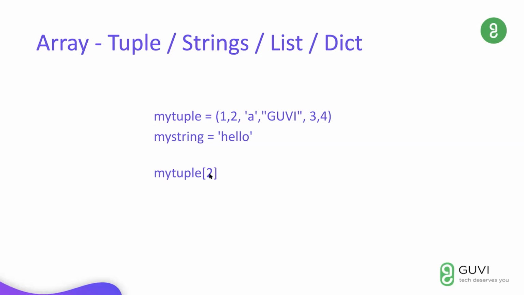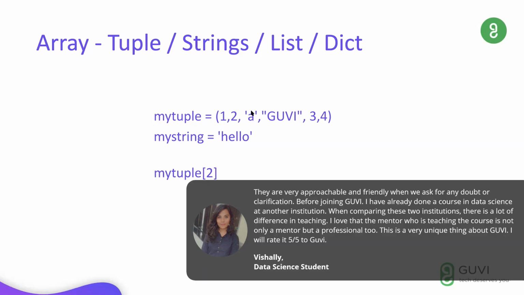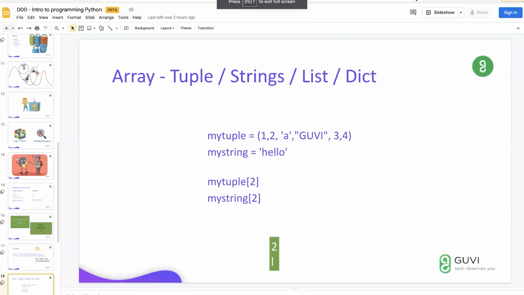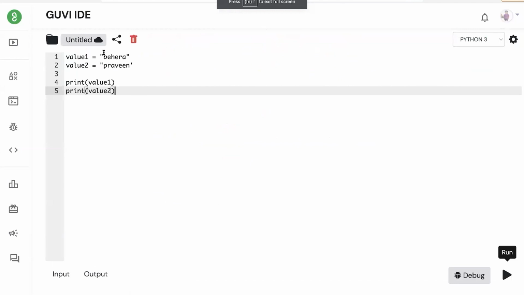My tuple, if I take my tuple of 2, it will be 0, 1, and 2. This would be the number. If I take my string of 2, it will be 0, 1, and L would be the value. We'll check out both the things. Let's say it is Praveen.